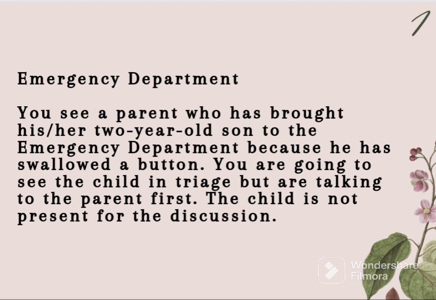Before going to the exact task, you have to read the scenario and underline relevant points. So you can come to know that you are talking to the parent. So it is a second degree talk, so you have to take care while talking. Then you are going to see the child. That means you didn't examine the child yet, but you are getting some information from the mother regarding the incident. Moreover, the child is not present for the discussion. You have to keep these things in mind, and moreover, it is happening in the emergency department, so you have to be somewhat fast in talking.